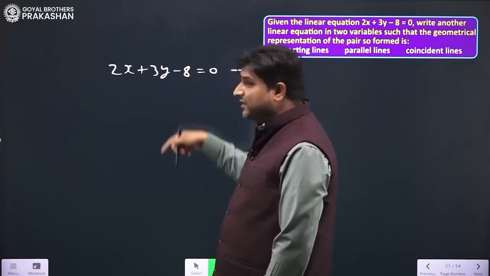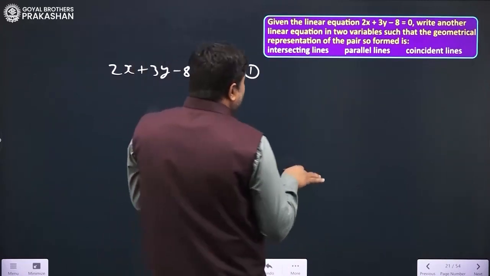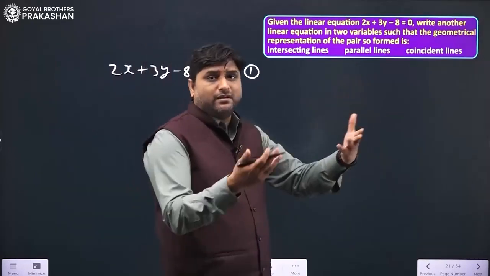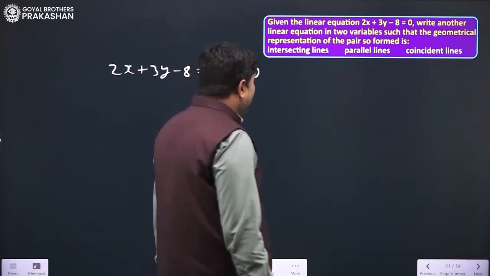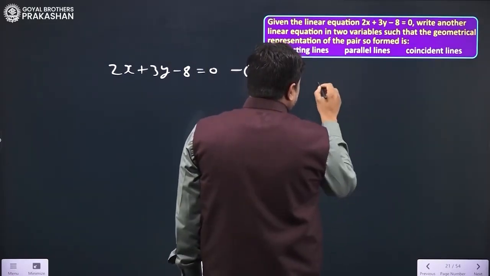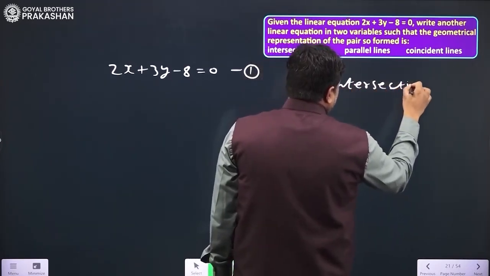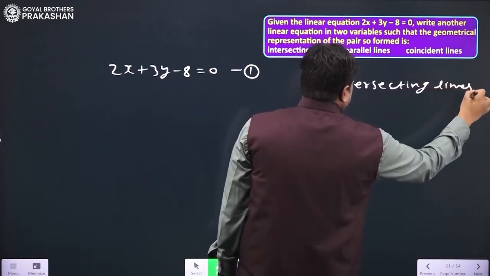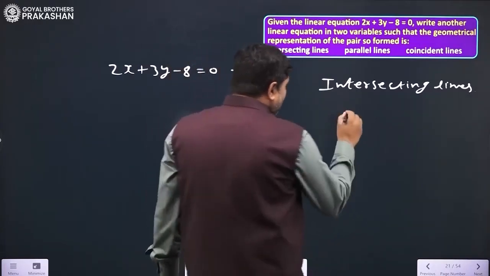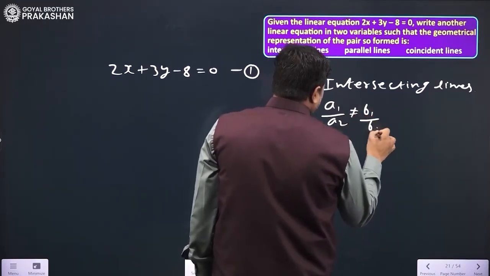which together with the first equation forms a pair, and the condition is that you have to write the second equation such that the pair so formed is intersecting lines, first question, parallel lines, second question, third is coincident lines. So first we have to understand when lines are intersecting. So if lines are intersecting, the conditions of intersecting lines means algebraically how we can check that lines are intersecting. So its condition is a1 upon a2 is not equal to b1 upon b2.